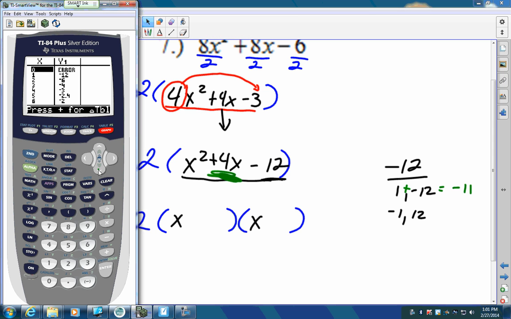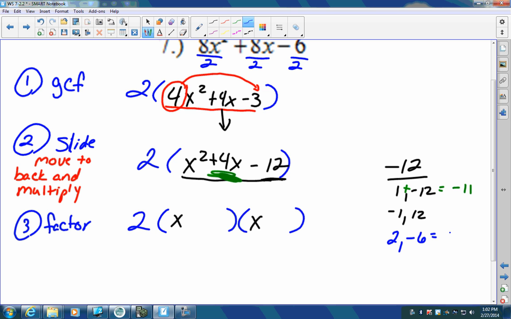Well, the next one down here. All right, I've got 2 and negative 6. What is 2 plus negative 6? 2 and negative 6 gives me negative 4 when I add them together. Well, wait a minute, isn't that close? What do I need? I need a positive 4, right? So what about negative 2 and positive 6? That gives me a positive 4, right? Is that what I'm looking for? Yes, so I'm going to put negative 2 and positive 6.